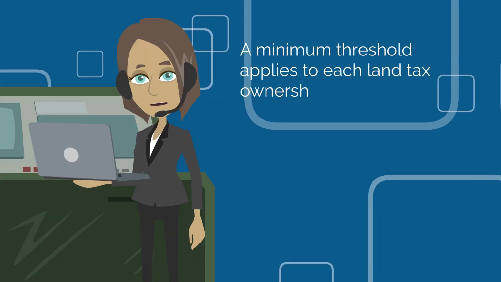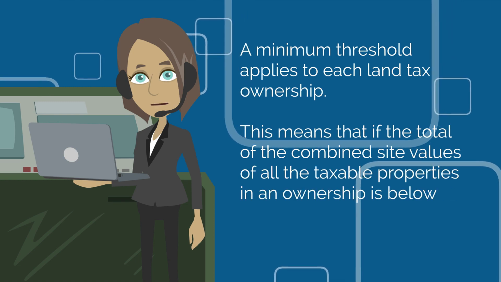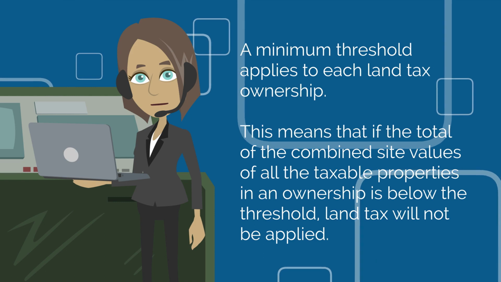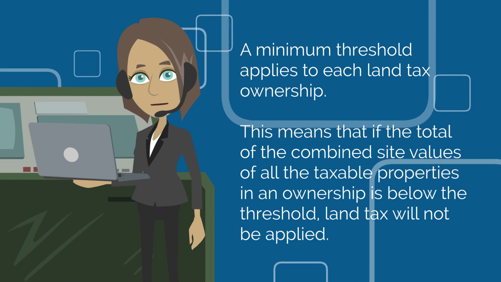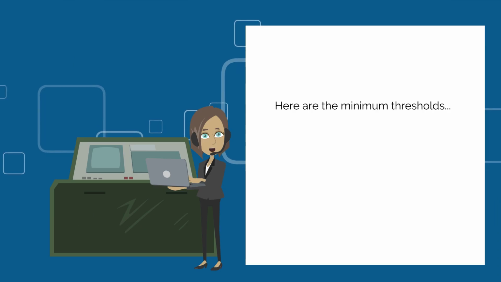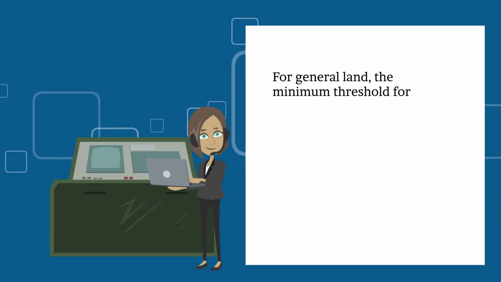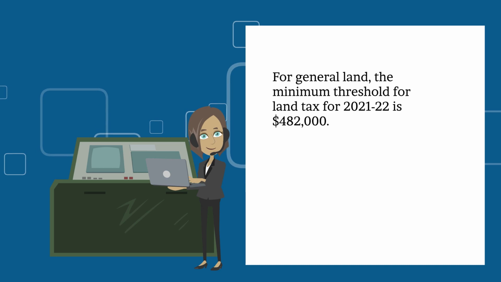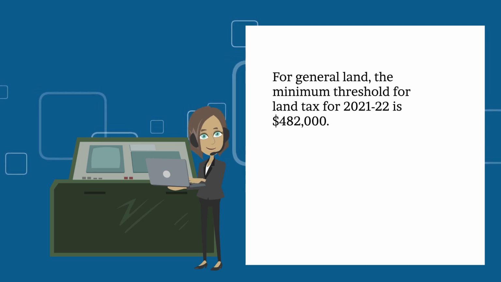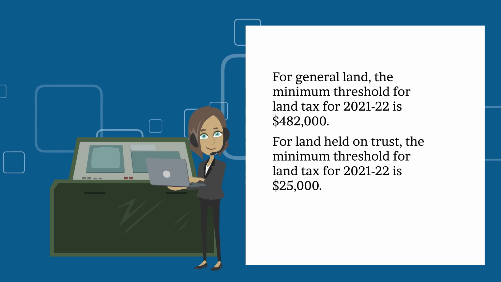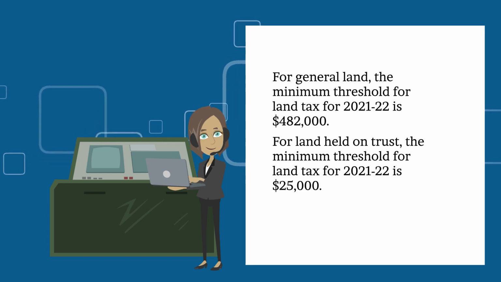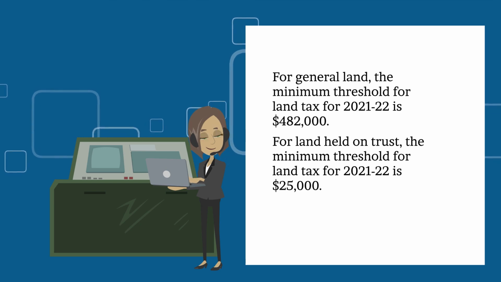A minimum threshold applies to each land tax ownership. This means that if the total of the combined site values of all the taxable properties in an ownership is below the threshold, land tax will not be applied. Here are the minimum thresholds. For general land, the minimum threshold for land tax for 2021-22 is $482,000. For land held on trust, the minimum threshold for land tax for 2021-22 is $25,000.